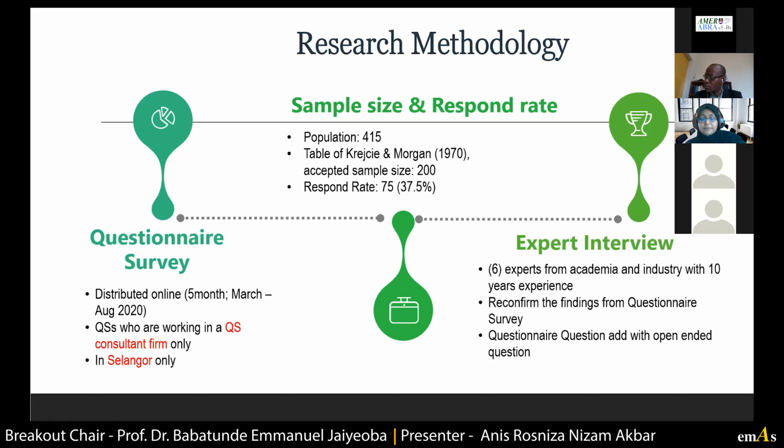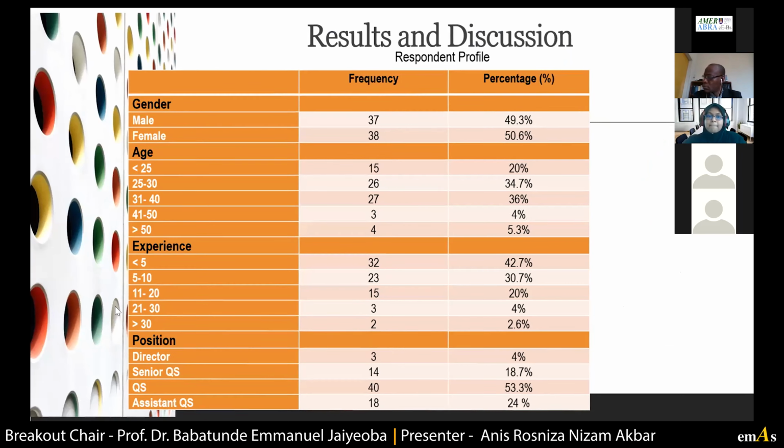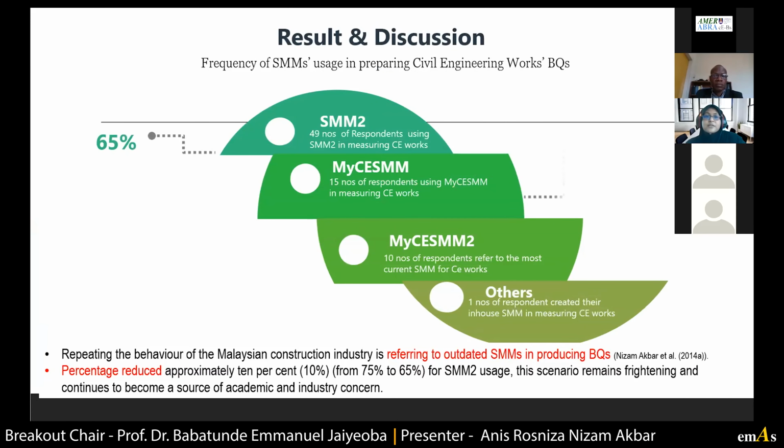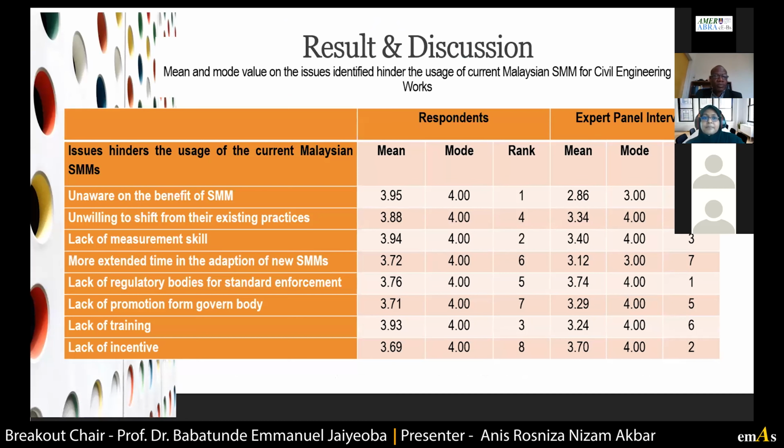The first function of having the expert interview is to reconfirm the results gained from the questionnaire survey. This is the result of the respondent profile, and this one is the frequency of SMM used in preparing civil engineering works BQs. There are 65% still using SMM2, and only 40% of the respondents use the most current SMM, which is My CESMM2.